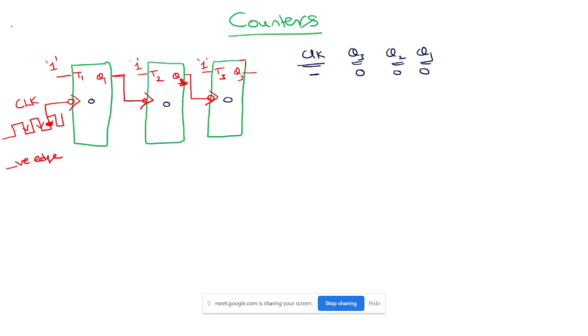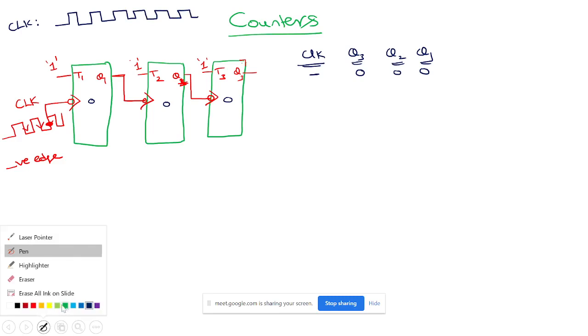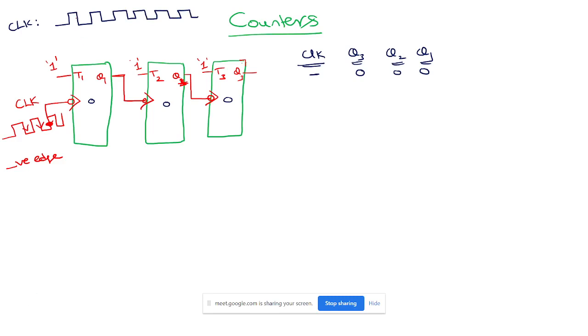Now, this is the waveform of the clock, right? Does this have a negative edge? This is a negative edge. This is a negative edge. This is a negative edge. This is a negative edge. One negative edge to another negative edge is nothing but the clock time. And what is the frequency of the clock? 1 over T clock, right?